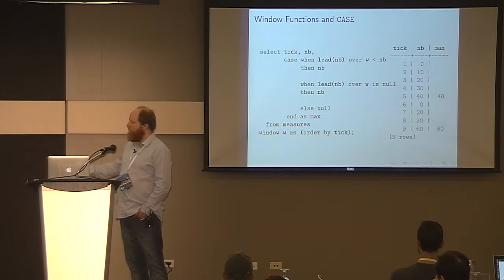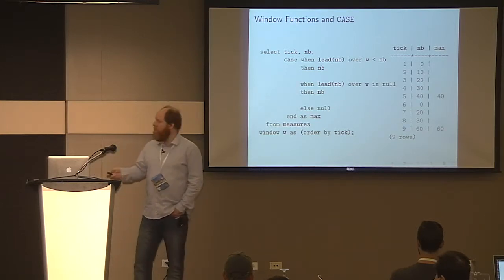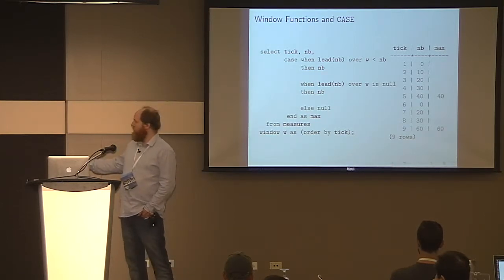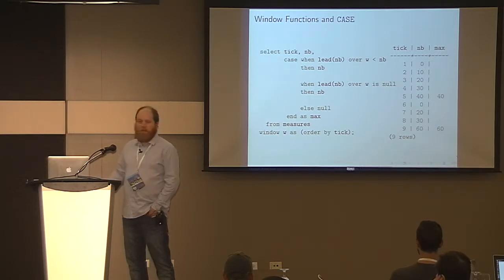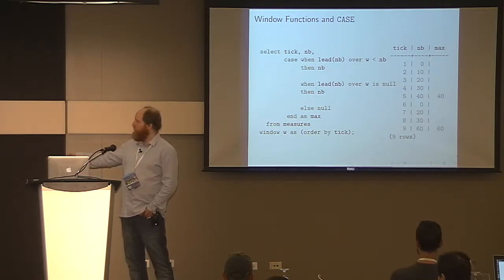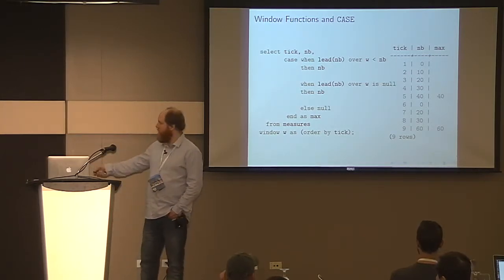We also want to keep all the values when the counter resets. And the counter resets when the next value is less than the current one. So if the next value is less than the current one, then I keep it. If the next value does not exist, I've reached the end, so I keep it. In all the other cases, I'm not interested. And that's it. So we have the answer here.